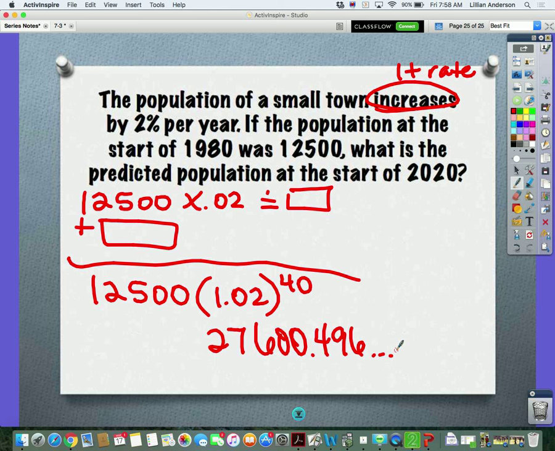But realize that we are talking about people here, and so we can't have a fraction of a person, so we're looking at a population of about 27,600 people.